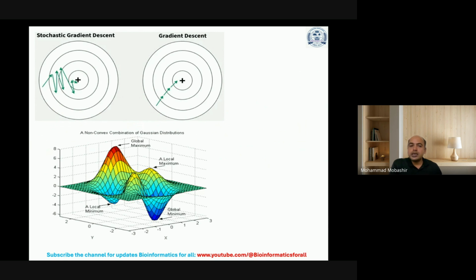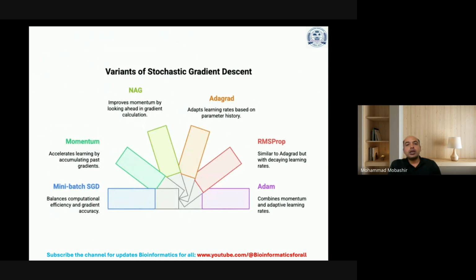Then what are the terms which you need to be aware of while you are using gradient descent for the optimization process, that is local minima, local maxima, global minima, global maxima. Now, variants of stochastic gradient descent are different. For example, you can go for one that balances computational efficiency and accuracy.